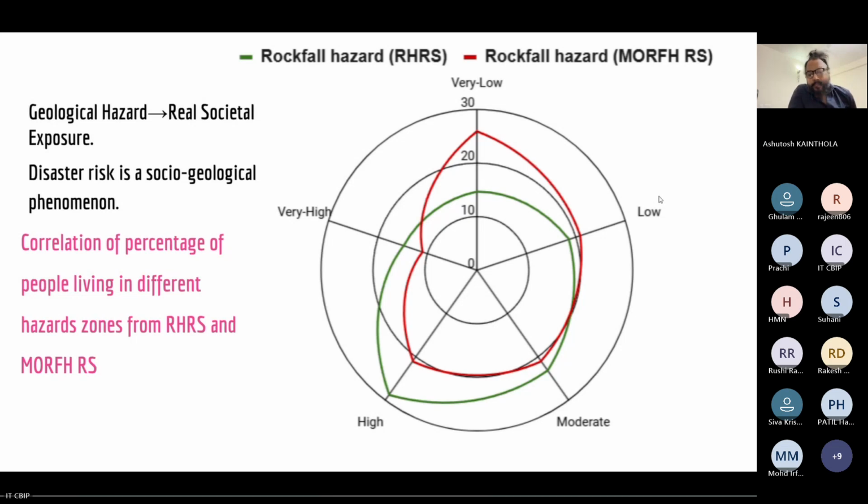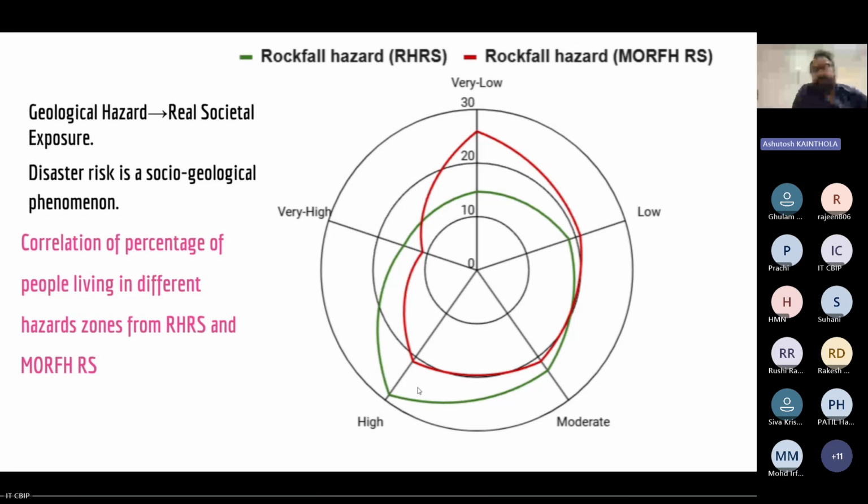Now, the point that I'm trying to make here is the geological hazard is essentially a socio-economic hazard. These hazards, as of 2026, are socio-geological economic hazards, and you can see the distribution of high risk zones are near the high population zones, which also is in conformity with rockfall hazard rating system, which essentially shows the likelihood of rockfall events.